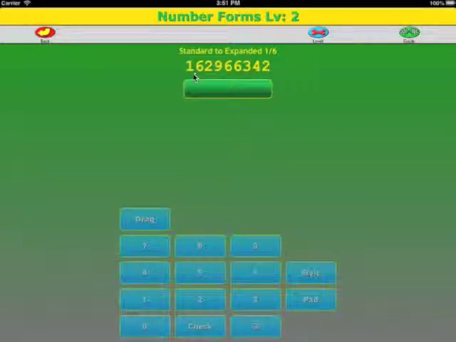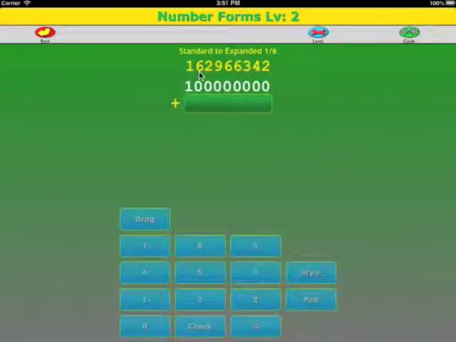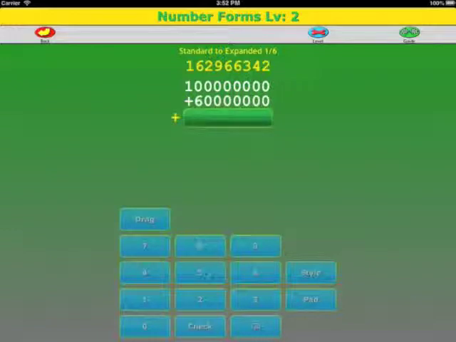So the number we are expanding is 162,966,342. We start with the largest value, 100 million. Check. The next digit is 6, and that is 60 million. Check. Next digit is 2 million.